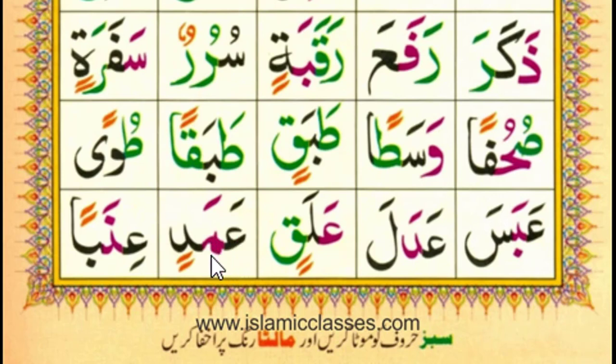Ain, Fatha, A, Mim, Fatha, Ma, Ama, Dal, double Kasrah, Din, Amadin. Ain, Kasra, I, Noon, Fatha, Na, Aina. Ba, double Fatha, Ban, Inaban. So it's enough today.